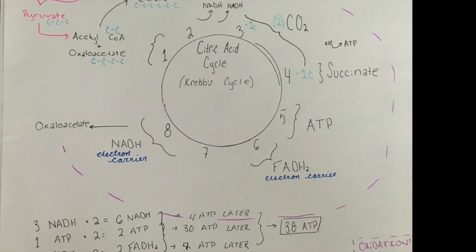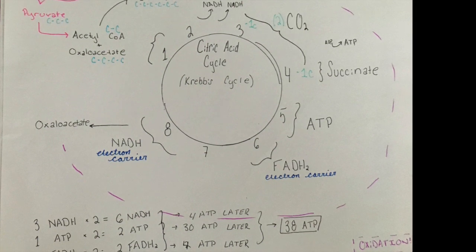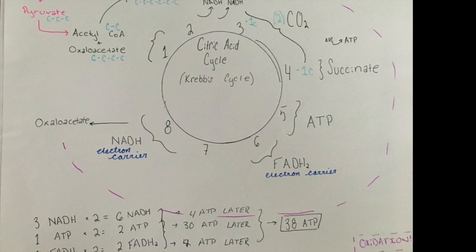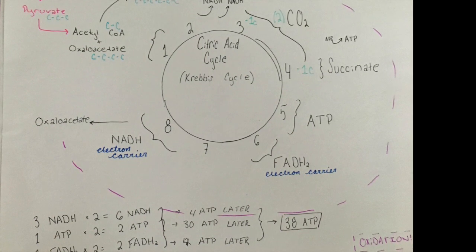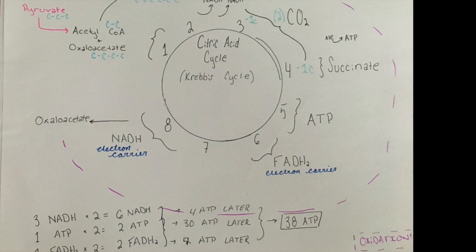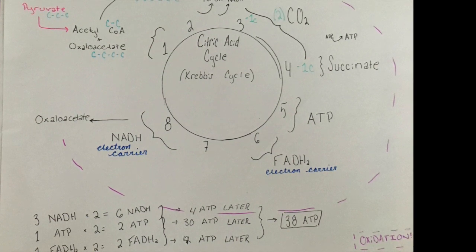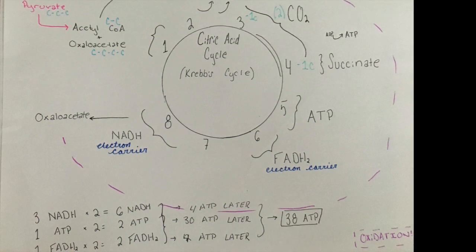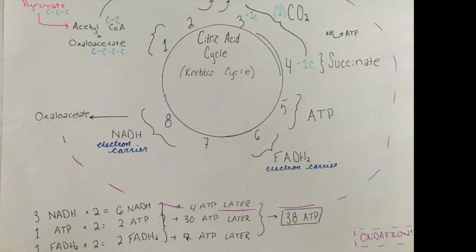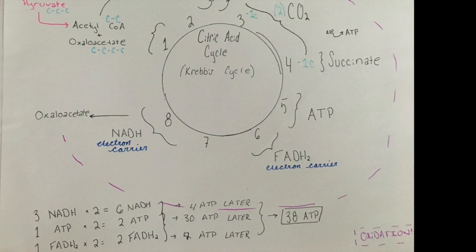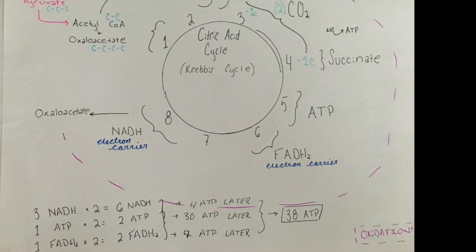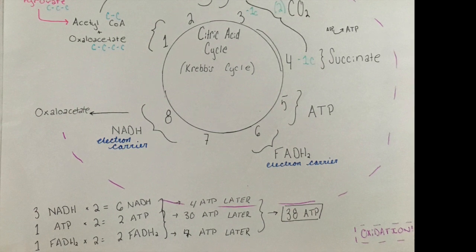Step 4 produces succinate. More ATP and FADH2 come out through reactions in oxidation, and eventually in step 8, the last step, oxaloacetate is reformed as the starting material, and so that's why it's called a cycle, because it's regenerated.